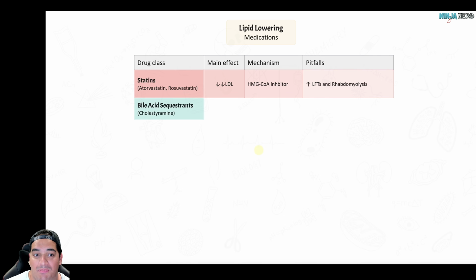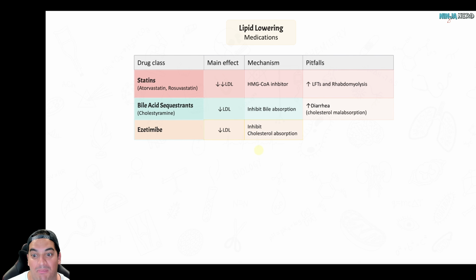The other drug class is bile acid sequestrants, like cholestyramine. Their primary effect is reducing LDL. They work by binding up the bile acids and not allowing them to be absorbed, so therefore you lose a lot of the cholesterol within the actual poop. But unfortunately, if you lose a lot of cholesterol in the poop, it can cause a lot of diarrhea. Same thing with ezetimibe. It's a cholesterol absorption inhibitor, so it reduces LDL by inhibiting cholesterol absorption, but again, you're going to lose it in the poop, so you can get diarrhea.